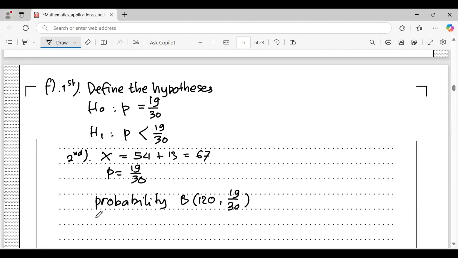So we can calculate that the probability X less than or equal to 67 is equal, on your calculator or table you can determine this, 0.0549, four decimal places. And this number is greater than 0.05. You know that alpha is 0.05.